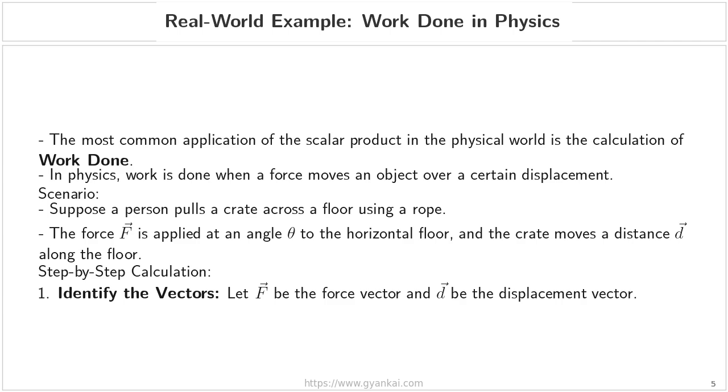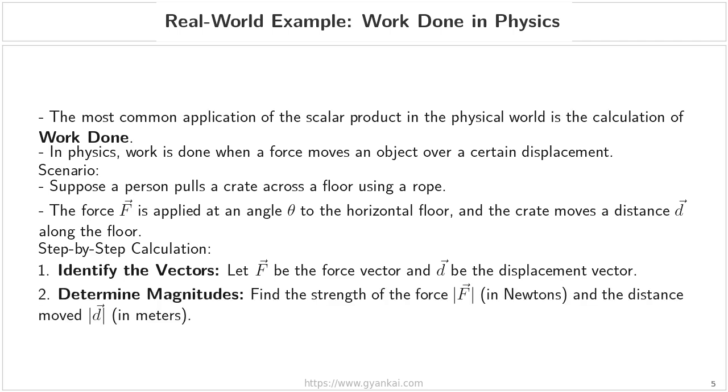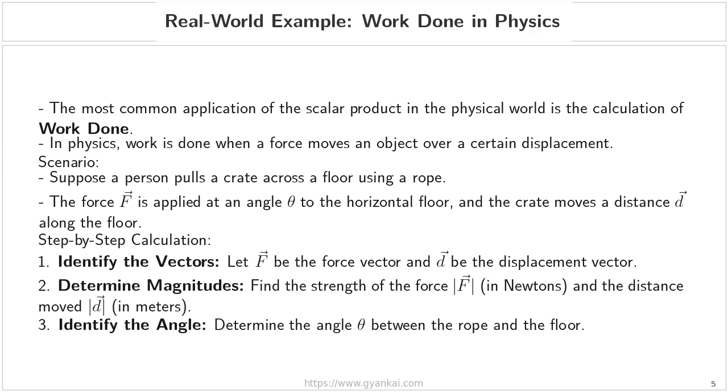First, identify your vectors. We have our force vector, F, and our displacement vector, d. Second, determine the magnitudes. You need to find the strength of that force, which is the magnitude of F, measured in newtons, and the distance the crate moved, which is the magnitude of d, measured in meters. Third, identify the angle, theta, which is the angle between the rope and the floor.